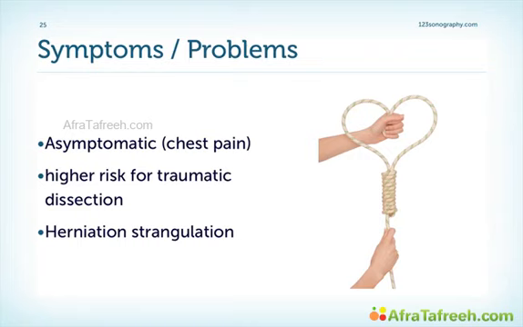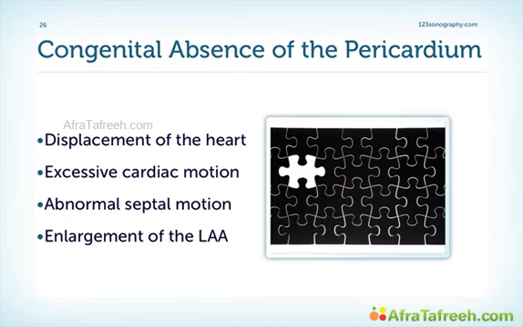Patients are usually asymptomatic, but they can have chest pain. They have a higher risk for traumatic aortic dissection, but the main risk is that they develop cardiac herniation or strangulation. How do we diagnose it with echo? Well, the following features can be present: displacement of the heart, excessive cardiac motion, abnormal septal motion, and an enlargement of the left atrial appendage.